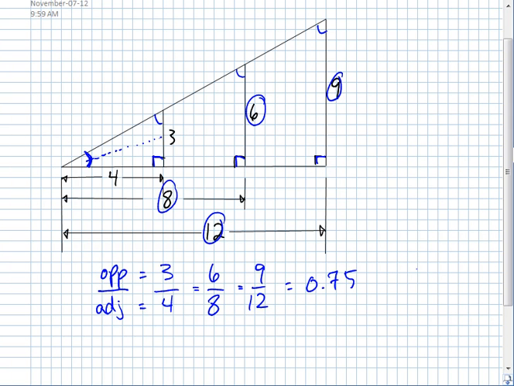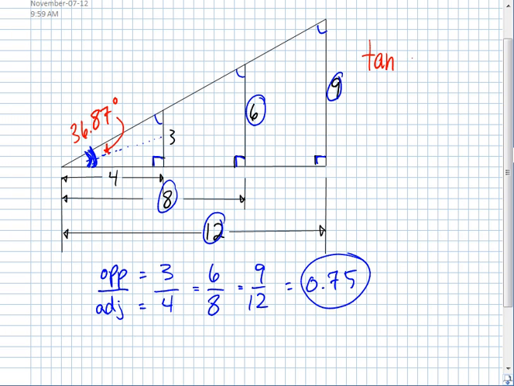That is the same ratio for any right triangle that has the same ratio of corresponding sides. This is going to be the same for any triangle with that same angle here, whatever that angle is. It just so happens that that angle is actually equal to 36.87 degrees, and I only know that because I calculated it. But that's the angle there.